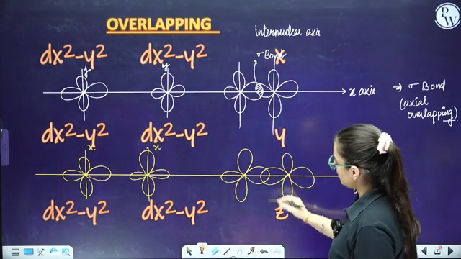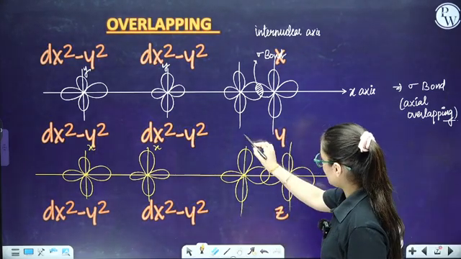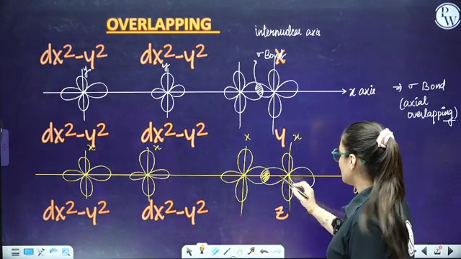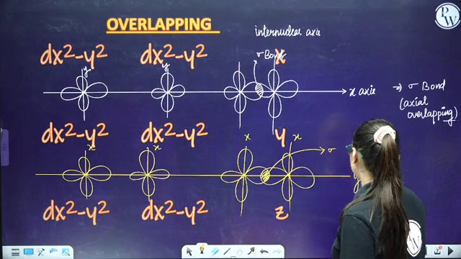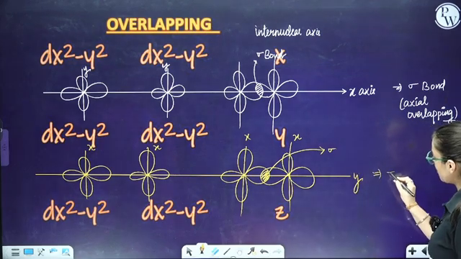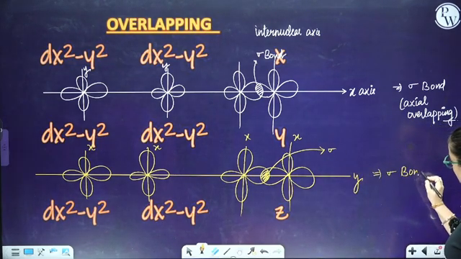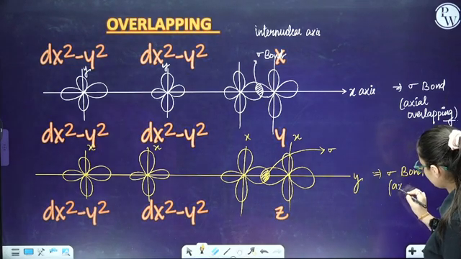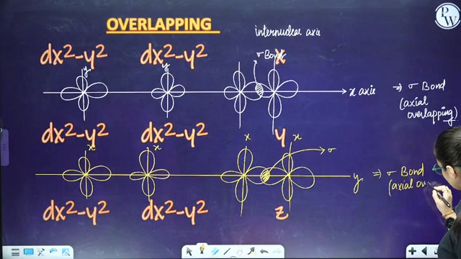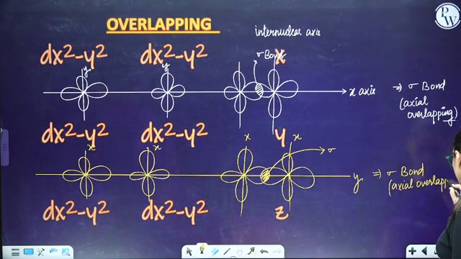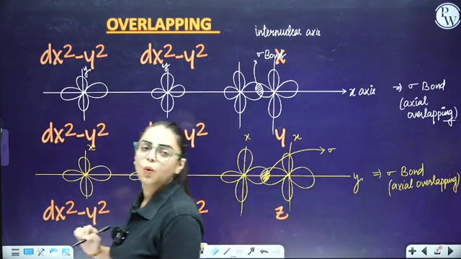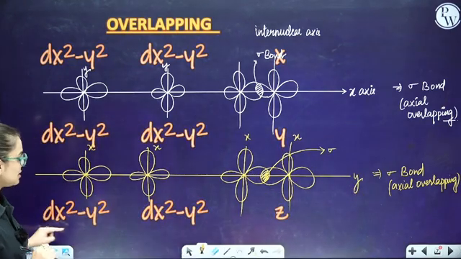Over here you can clearly see it is your x-axis. Over here you can clearly see this is your overlapping region. Which kind of a bond formation occurs over here? Again, sigma bond formation is taking place. That means it is again axial overlapping. Clear? Let us take this case.